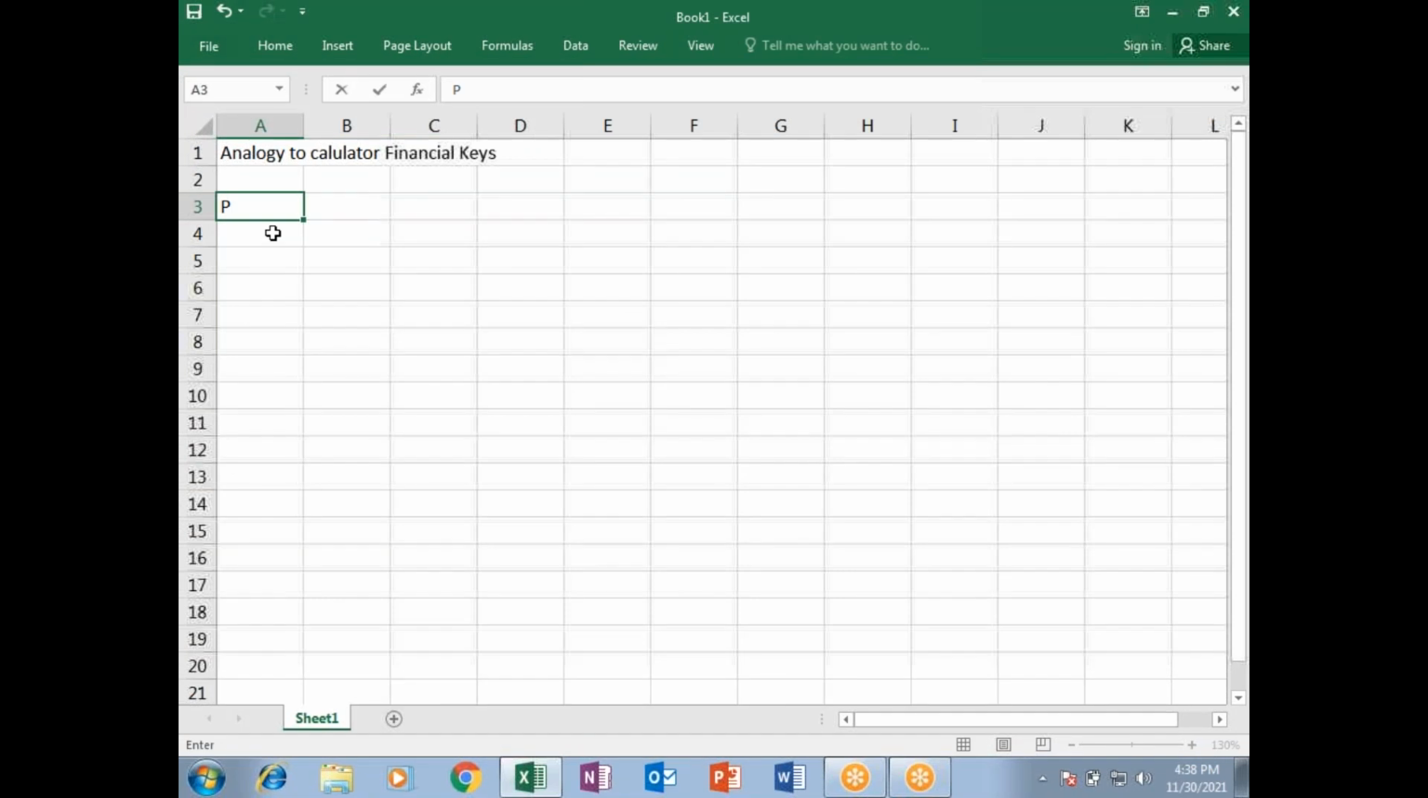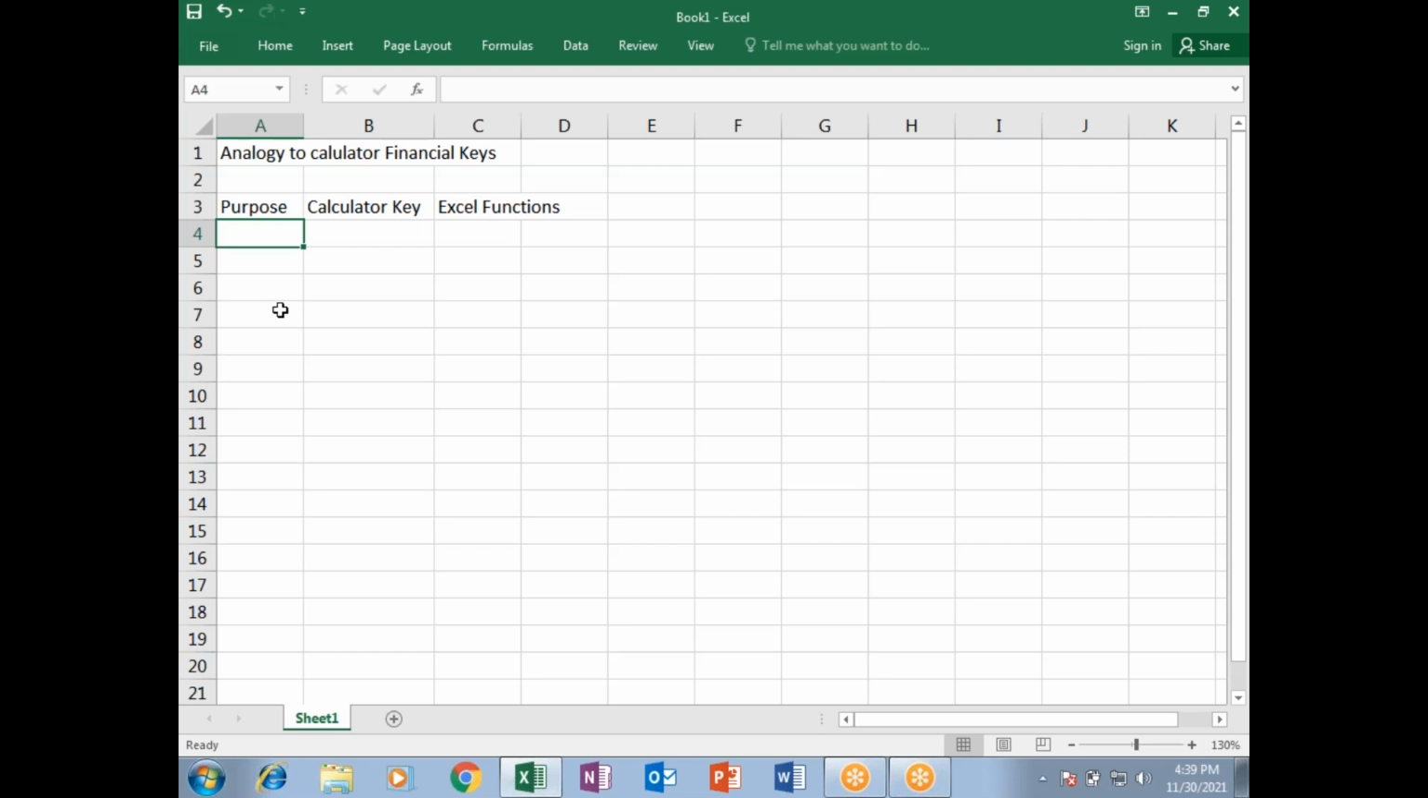So purpose, the calculation key, calculator, Excel function. So now, solve for the number of periods.